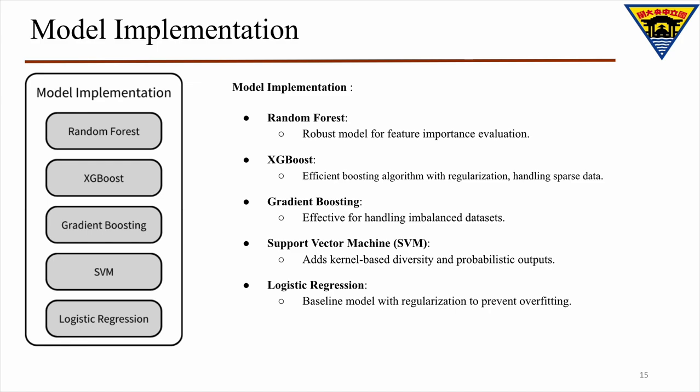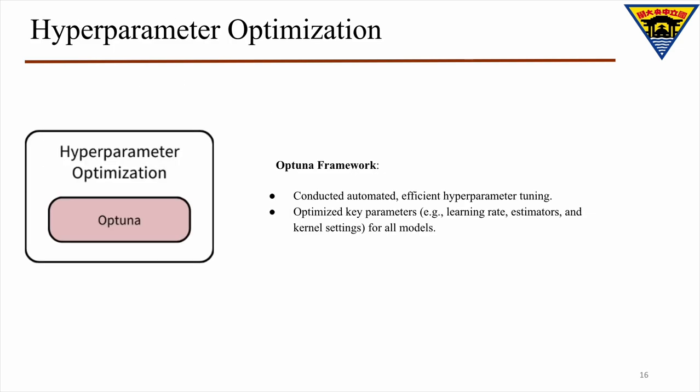And the next step is about the model implementations. We choose 5 different kinds of basic machine learning models. So here are the 5 models. The first ones are random forest, XGBoost and gradient boosting, and the basic models like SVM and logistic regression.